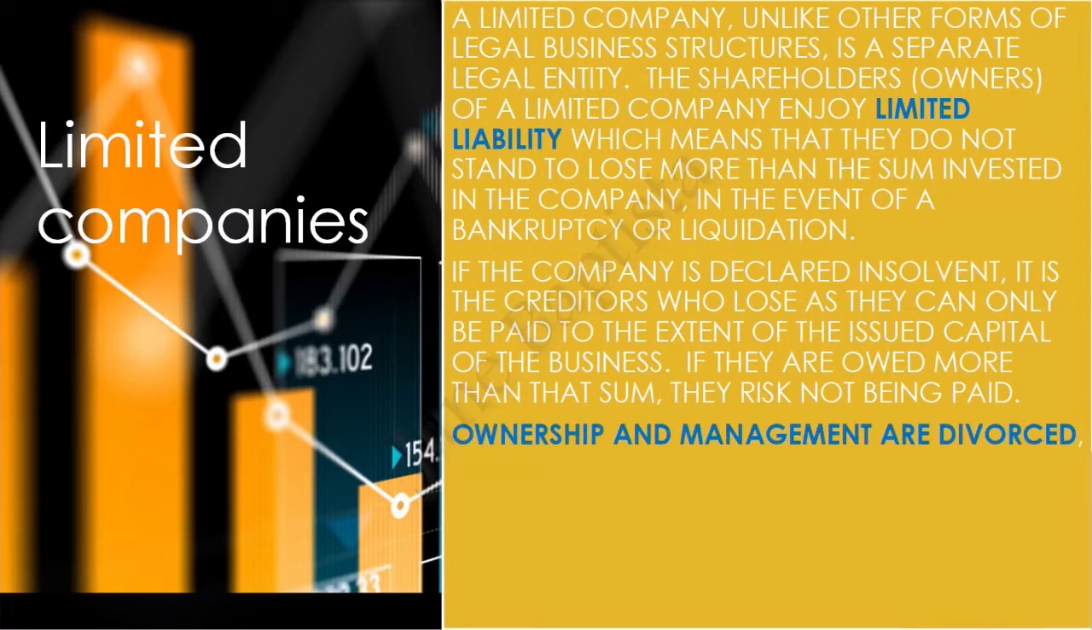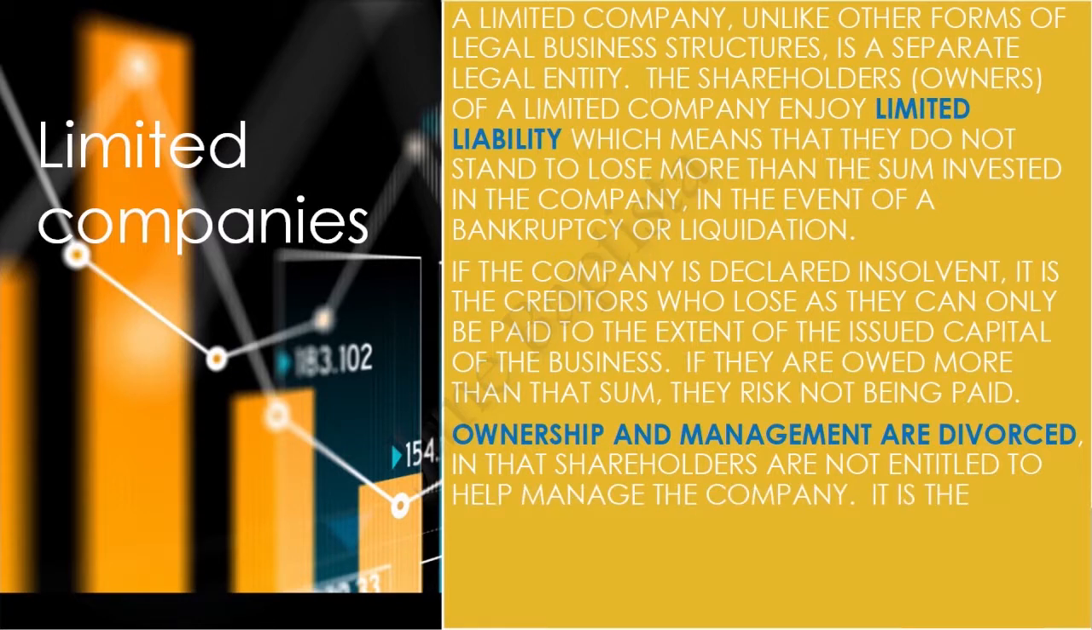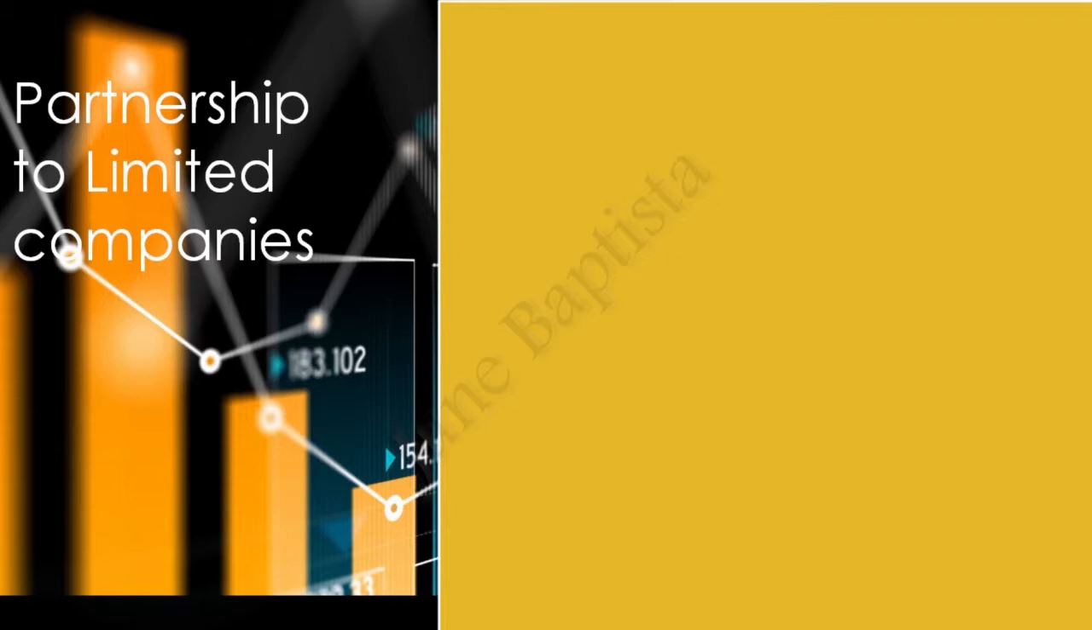If they are owed more than that sum, they risk not being paid. In a limited company, ownership and management are divorced, in that shareholders are not entitled to help manage the company. It is the directors that manage the company for them. Hence, the two important characteristics of a limited company are highlighted in blue, and they are limited liability and separation of ownership and management. What are the advantages and disadvantages of converting a partnership to a limited company?